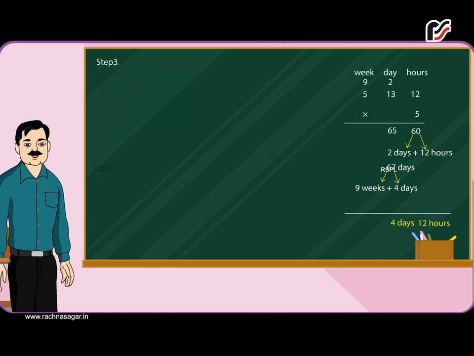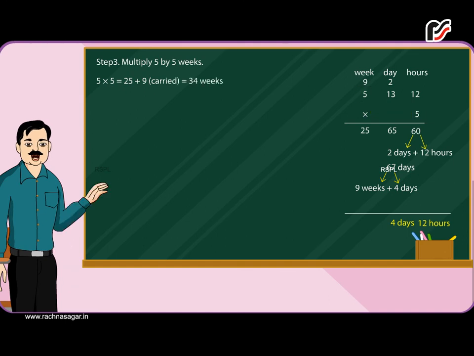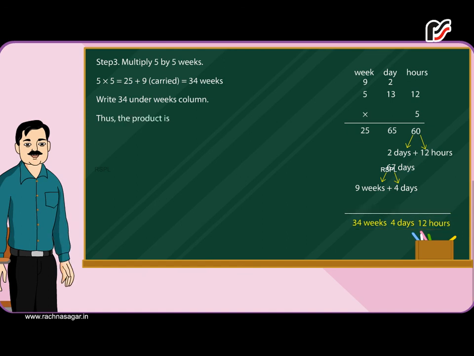Step 3. Multiply 5 by 5 weeks. 5 into 5 equals 25 plus 9 carried equals 34 weeks. Write 34 under weeks column. Thus, the product is 34 weeks, 4 days, 12 hours.